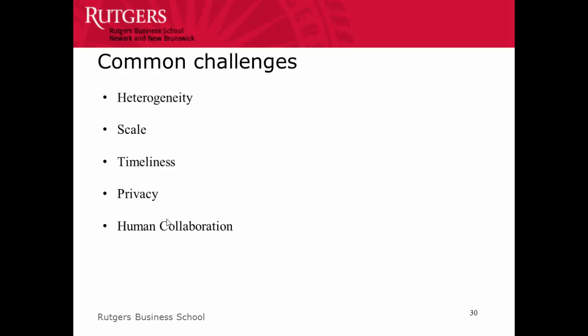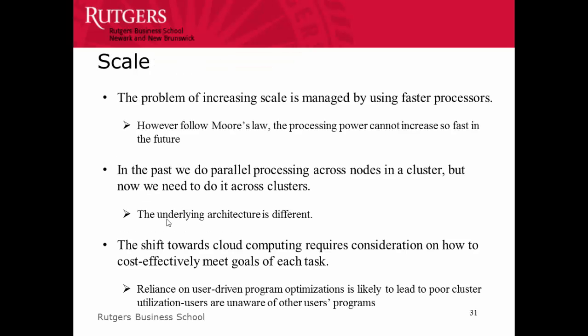There are also some common challenges here. I have mentioned them before. I will not go over every one of them, just some of them. First, the scale. The problem of increasing scale was managed by using faster processors in the past. But we cannot do this because, following Moore's law, the processing power cannot increase so fast in the future. So we need parallel computing, but the underlying architecture is totally different for parallel computing compared with traditional computing.